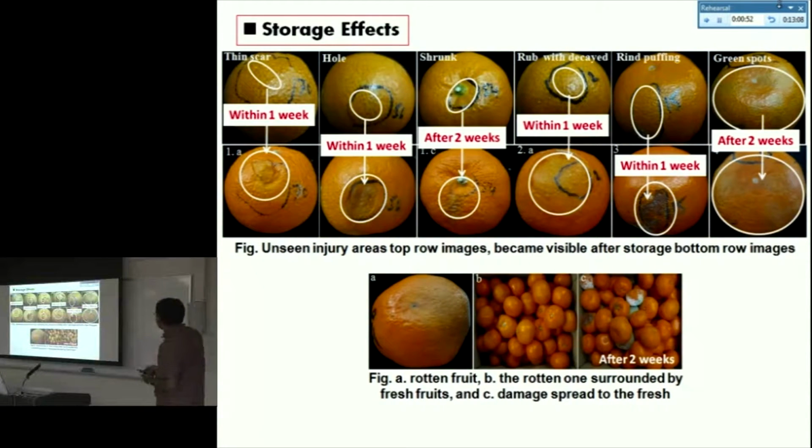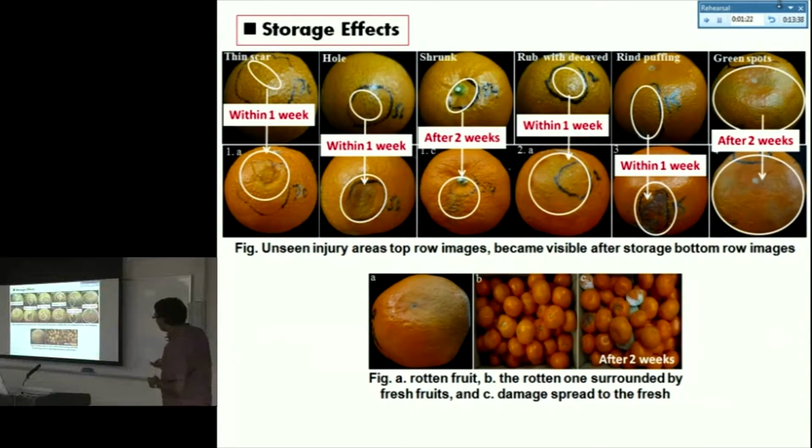lesions created. But in the case of green spots, after 2 weeks we did not see any decay, but the green spot area became soft and apparent. However, this group is not so critical compared with the previous groups to sort out. But considering the cosmetic look of the fruit, as well as long-term preservation, it might be better to remove them early.